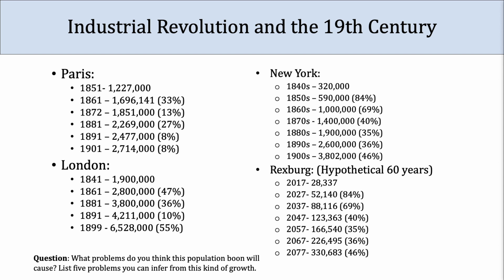London, we see even greater growth. It grows 47% in 20 years, then another 36% in another 20 years, and then towards the end of the century, it's growing by 55%. So it grows from about 2 million people to about 6.5 million, over 3 times in about 60 years. That's going to put some amazing pressures on the particular city. New York, we see even greater growth: 84% in 10 years.